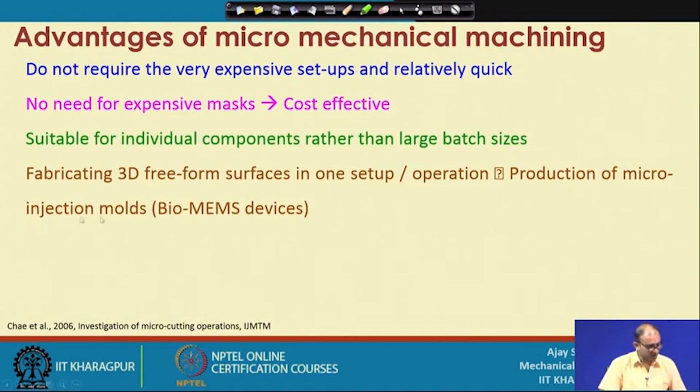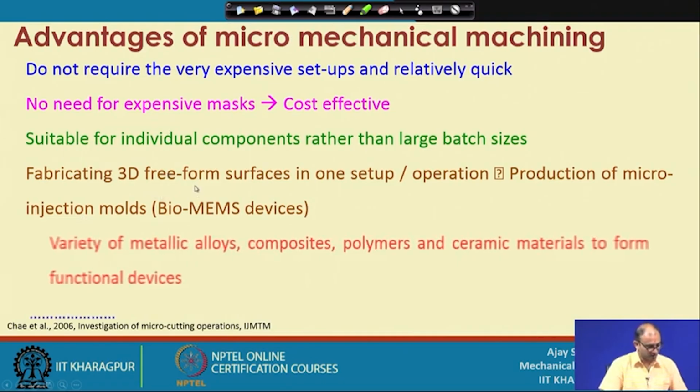For production of micro injection molds for biomedical implants or devices, you can create a 3D mold, and then injection molding or other casting, micro castings, are very easy if you are getting a mold with 3D surfaces. That is the very big advantage of this particular micro machining.